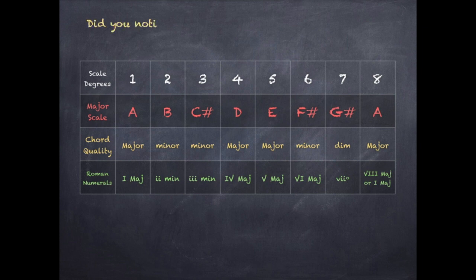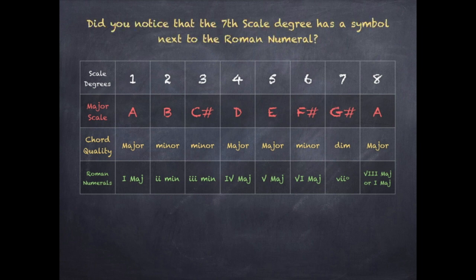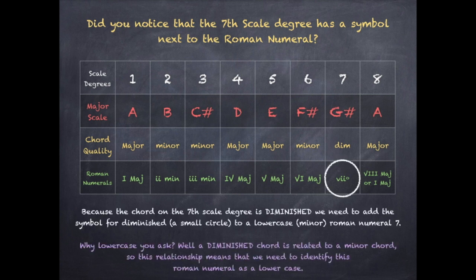Did you notice that the seventh scale degree has a symbol next to the Roman numeral? Because the chord on the seventh scale degree is diminished, we need to add the symbol for a diminished, which is a small circle, like a degree sign, to a lowercase minor Roman numeral 7. Why lowercase, you ask? Well, a diminished chord is related to a minor chord. So this relationship means that we need to identify this Roman numeral as a lowercase.